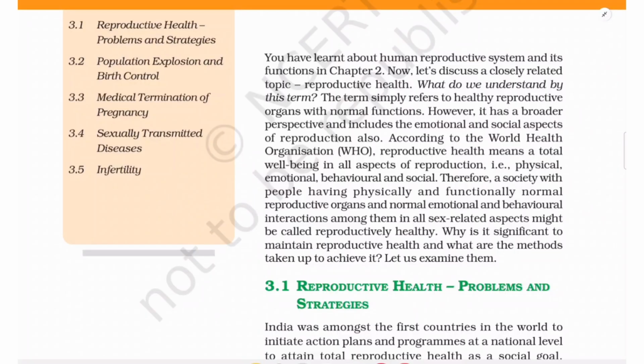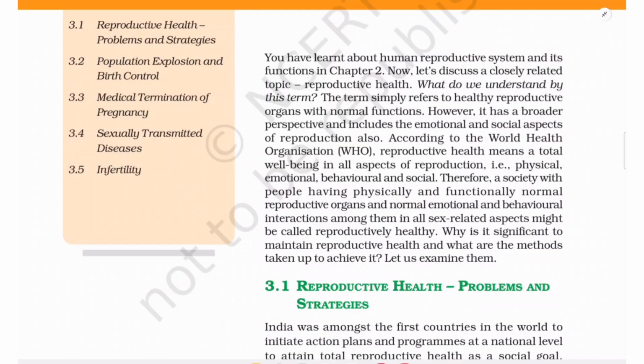According to the World Health Organization (WHO), reproductive health means a total well-being in all aspects of reproduction, that is, physical, emotional, behavioral, and social. Therefore, a society with people having physically and functionally normal reproductive organs and normal emotional and behavioral interactions among them in all sex-related aspects might be called reproductively healthy.